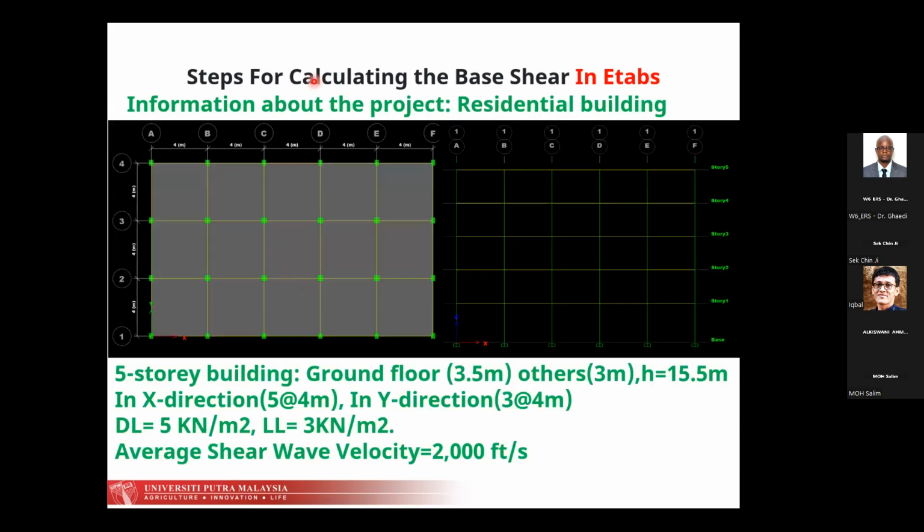Okay, for this example, we will use a model. It consists of a 5-story residential building. The height of the ground floor is 3.5 meters. The other floor heights are 3 meters. So the total height is 15.5 meters. In the X direction, we will have 5 spans of 4 meters, and in the Y direction, 3 spans of 4 meters. We will have a dead load of 5 kilonewton per square meter, a live load of 3 kilonewton per square meter, and an average shear wave velocity of 2,000 feet per second.